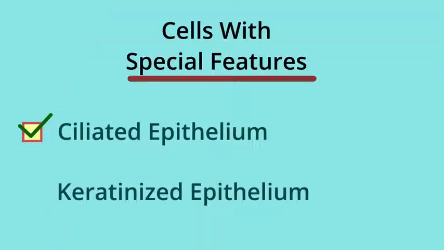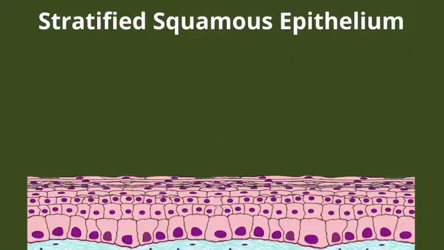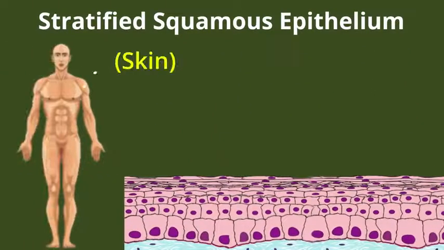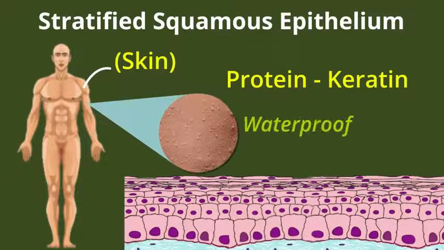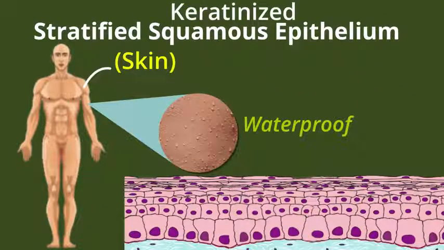Then another special feature is that the stratified squamous epithelium that we said makes up our skin has a protein named keratin, and it is because of this protein in those cells that our skin is waterproof. And it's also sometimes called keratinized stratified squamous epithelium. It's a big name, right? But try to remember the function of it.